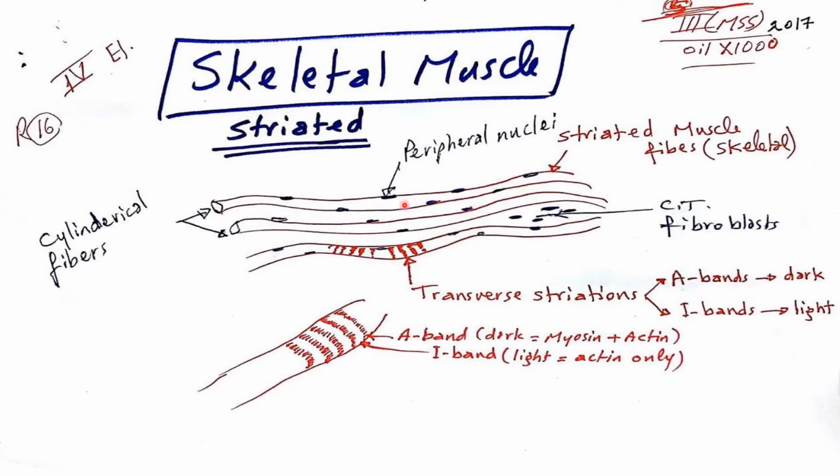Again, if you see this picture, this is the picture of skeletal muscle. The muscle is cylindrical in shape, having multiple nuclei in the periphery, and it has two types of band, the darker band and the lighter band. The darker band is called the A band, containing myosin and actin, both types of filaments, while the lighter band contains only actin.